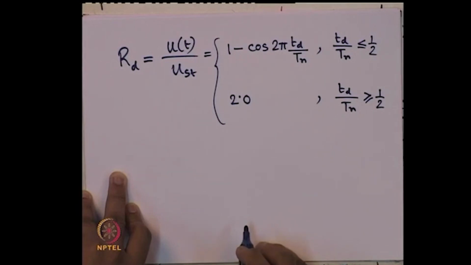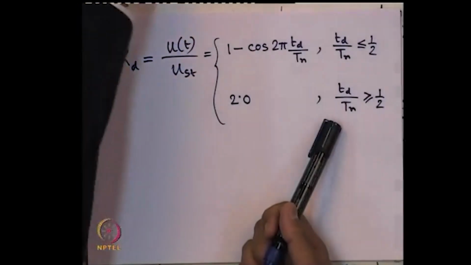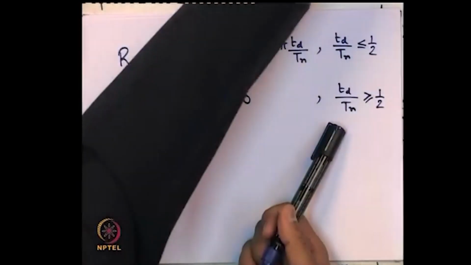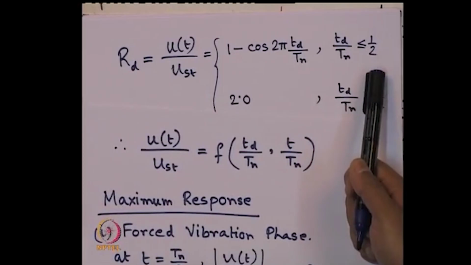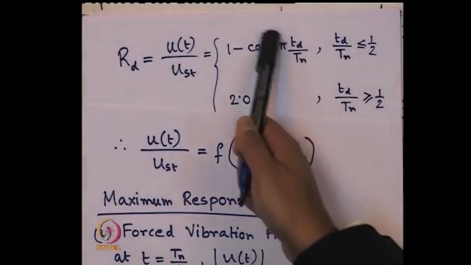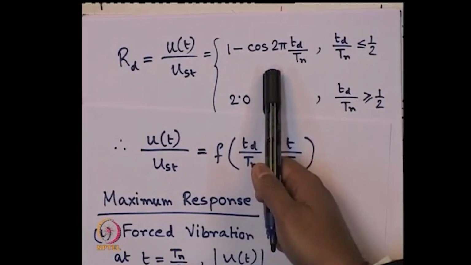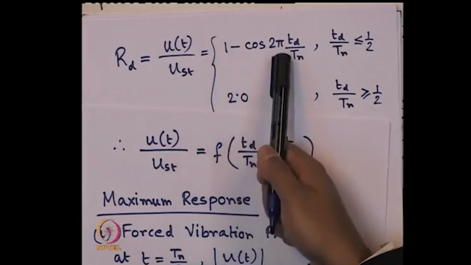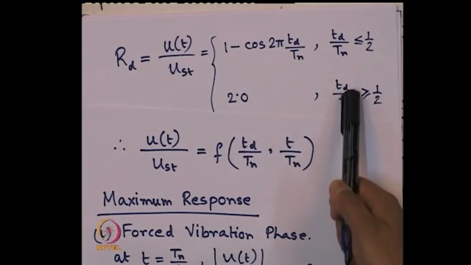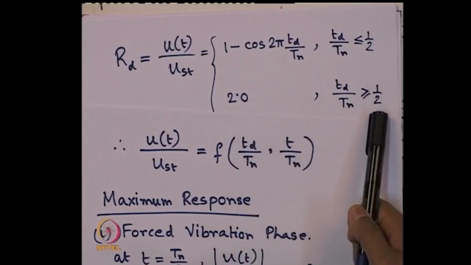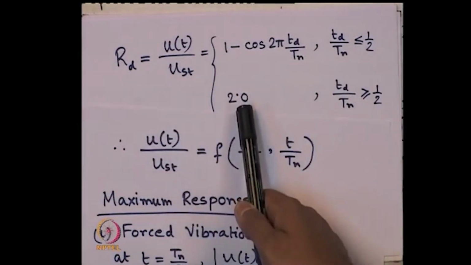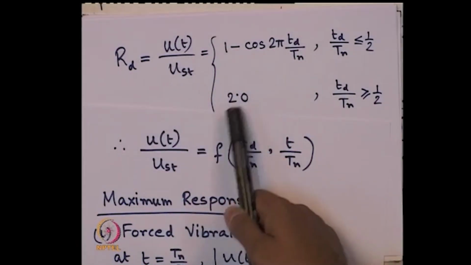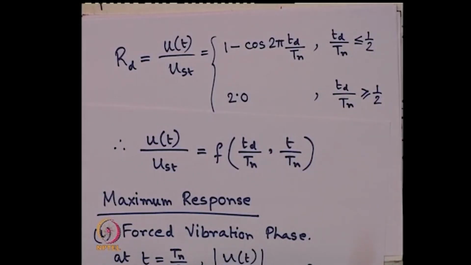Am I right? So, that is what we said just now, that maximum response is very much dependent on this ratio, as you can see. If this ratio is less than or equal to half, then your maximum response will be computed like this, based on whatever value of cos you are getting. But if this ratio is more than or equal to 0.5, in that case your maximum response will always be 2 times. That is, the dynamic response will be 2 times your static. Clear?